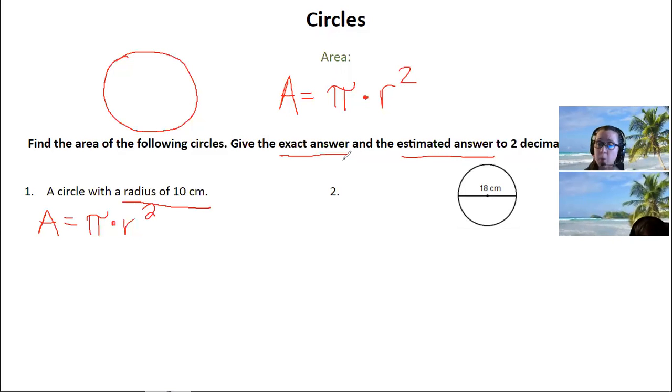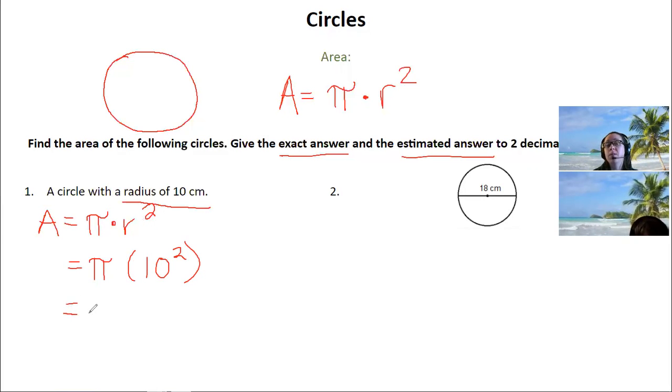Okay. Anyway, Isaiah, you got it, my friend. Our radius is 10. So we're going to replace the R with 10. So that's our second step. First step, write the formula down. Second step, replace the variable with what we're given. Third step is we're going to give our exact answer. That means we're going to square the radius and stick a pi next to it. So what is 10 squared?